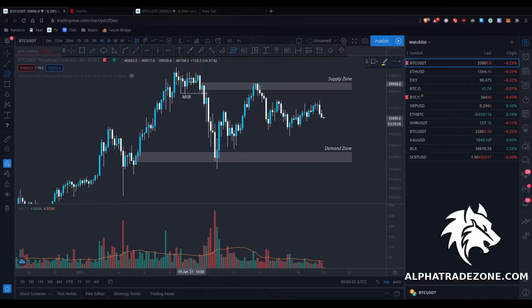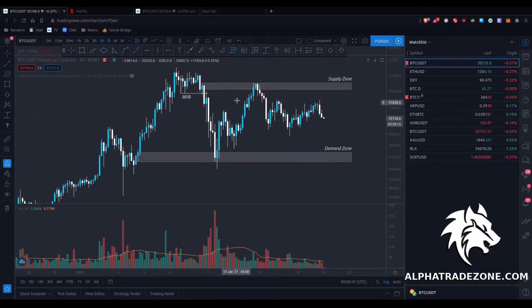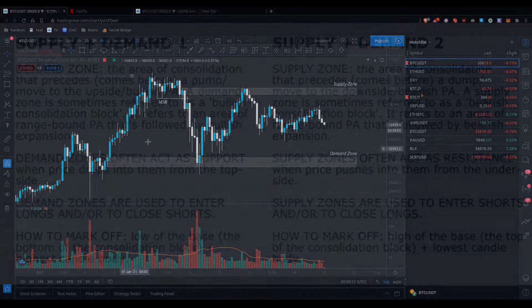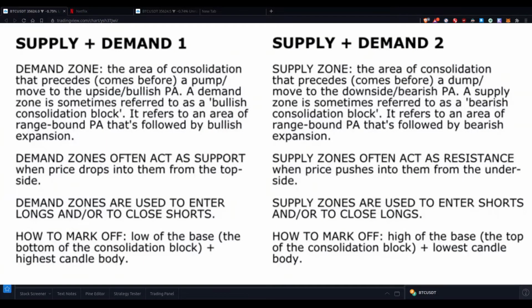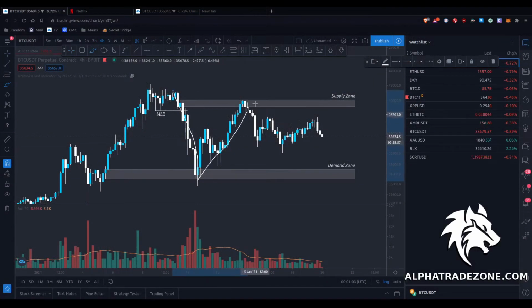Now, even if price did stay above this zone, it still wouldn't make us any losses because we just missed a trade, which is not a bad thing. It's better that we lose the trade than we lose money. As I said before, this demand zone was created. This is how we mark it out from the top of the body and the bottom of the wick, and we did the opposite for the top side, and price retraced into it, and it went to the upside.